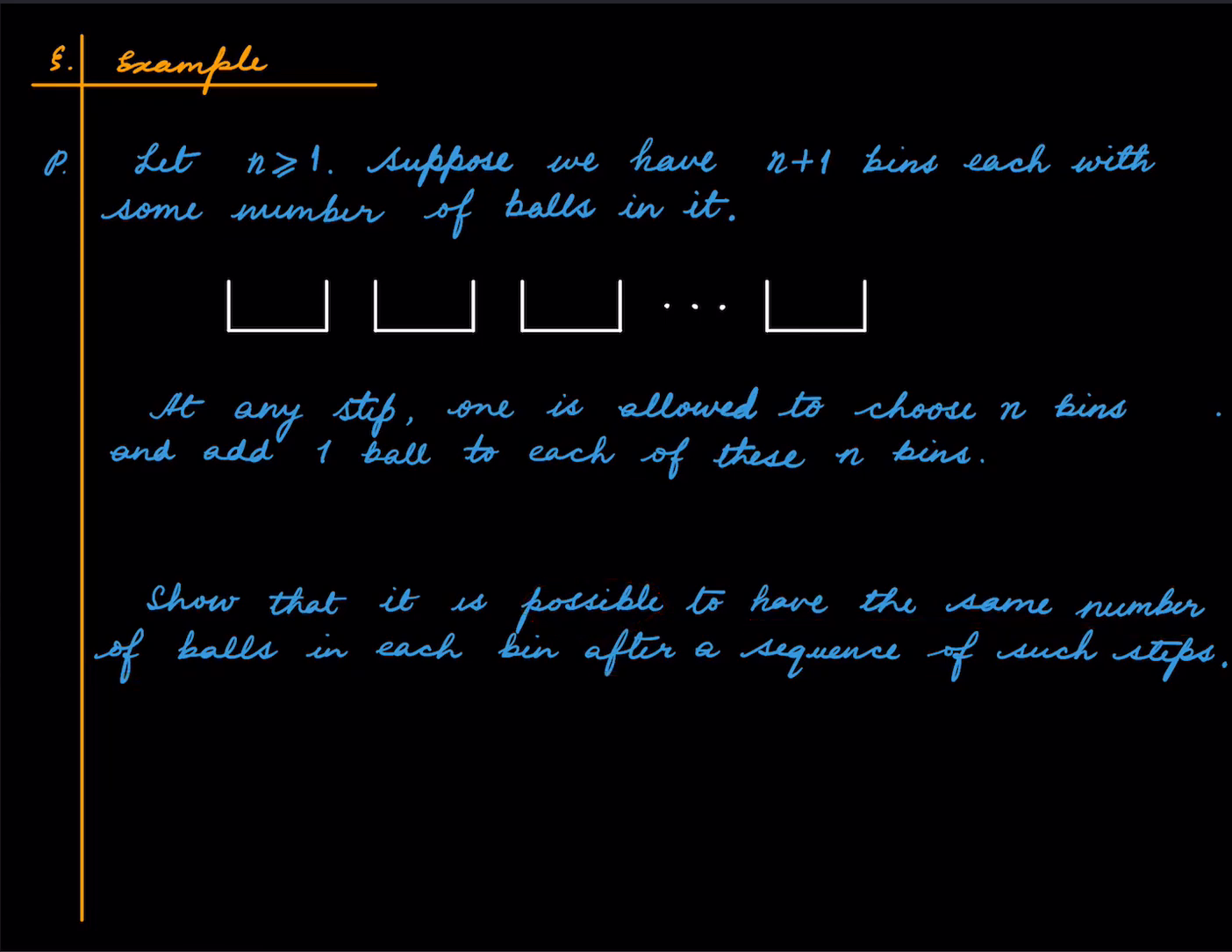So one can choose your steps, every step you have to choose n of these n plus 1 bins. And you can do this in an intelligent way so that at the end of your procedure, meaning after finitely many such steps, you can achieve equality in terms of the number of balls in each bin. So that's an interesting proposition, and we want to prove it.